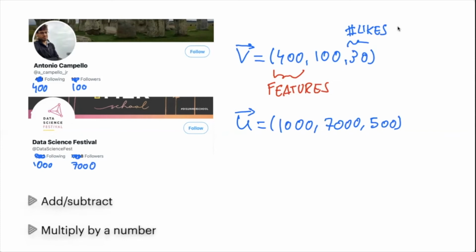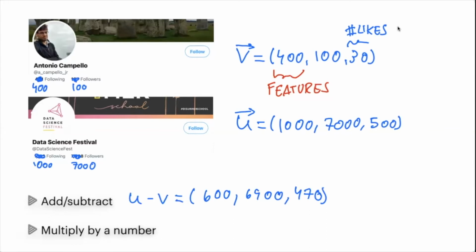The interesting thing is that once you have represented the two accounts in a vector, you can do some mathematical operations with them. You could, for instance, subtract vector V from vector U, and then you would end up with a vector that looks like, in this case, 600, and then 6,900, and then 470, if my mathematics is correct. And in this case, the subtraction would mean how much more popular the Data Science Festival is with respect to my account. So with one single subtraction, I would have a subtraction between the three numbers of the vector.